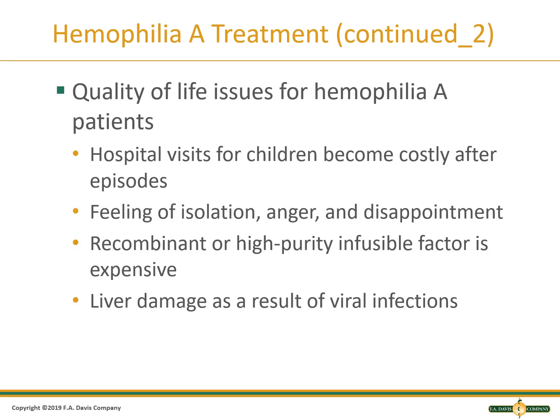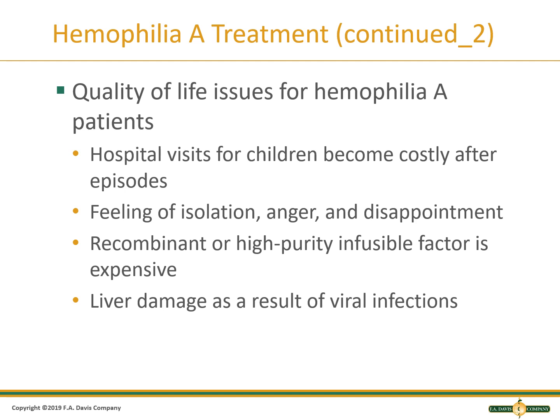There are a few quality of life issues for patients who have hemophilia A. Hospital visits for children can become very costly after episodes. I think the book references a minimum of $50,000 a year spent on these episodes of having to be treated at the hospital. Feelings of isolation, anger, or disappointment due to the diagnosis and all the complications that it provides in the patient's life. As I mentioned before, the recombinant or high purity infusible factor is expensive because it's expensive to produce. It's therefore expensive for the patient.